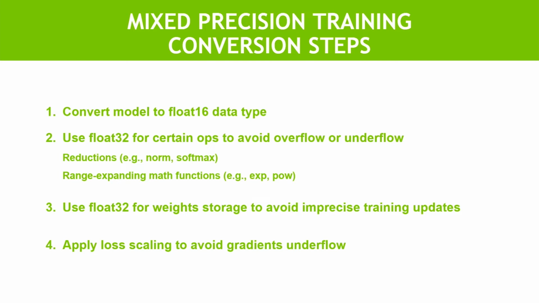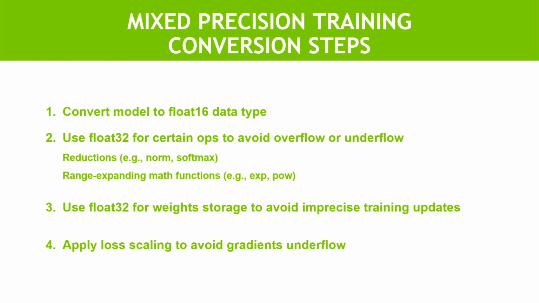So we're going to use float32 for certain operators, just to avoid any potential underflow or overflow. In particular, reductions such as L1, L2 norm, or softmax. The loss is a common example, or range-expanding mathematical operators such as the exponential function or power functions can be potentially risky in terms of overflow. So we'll keep those in float32.